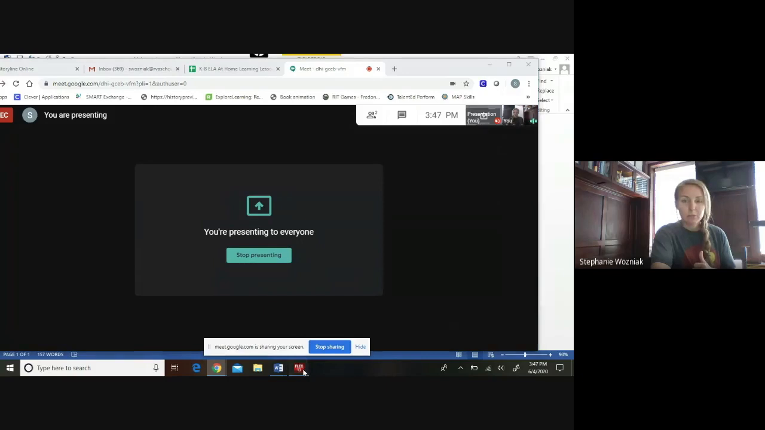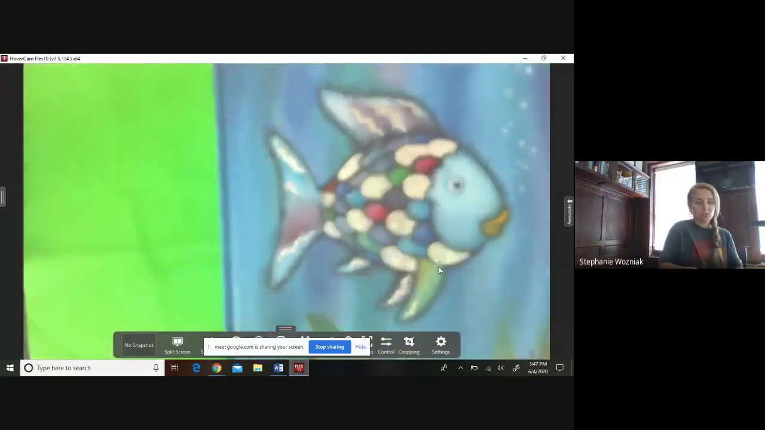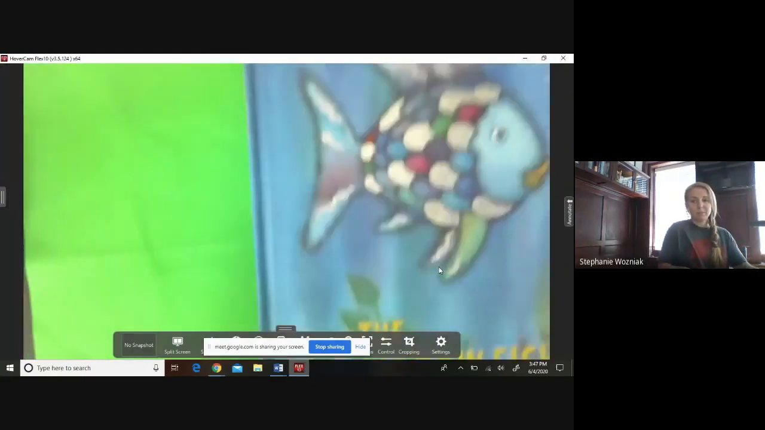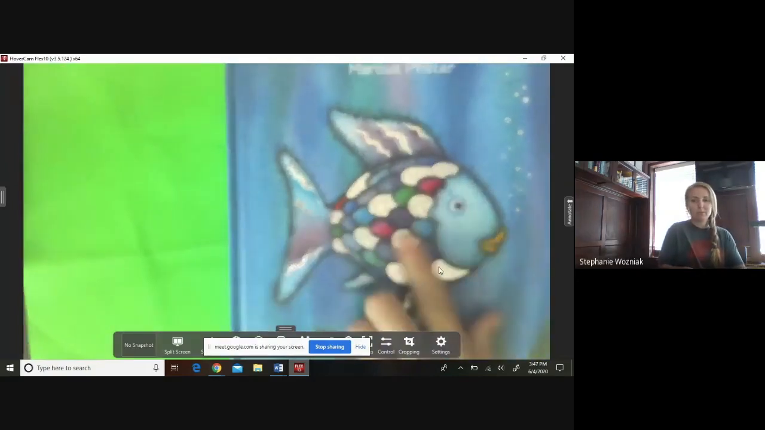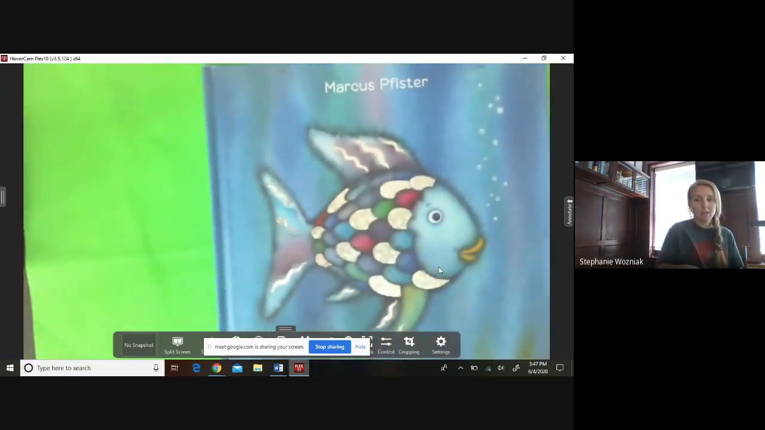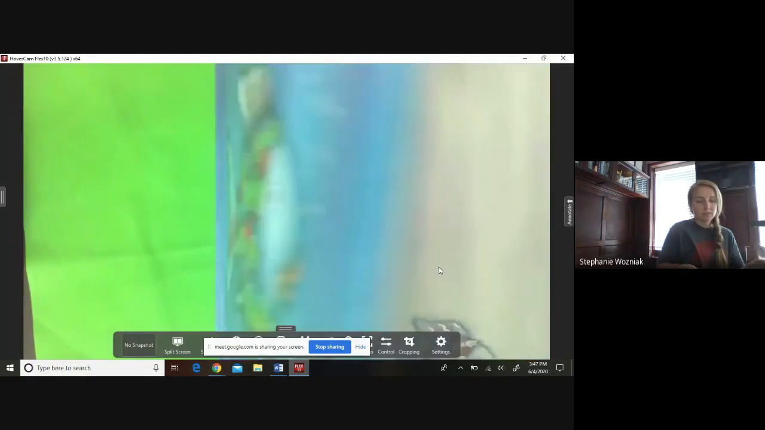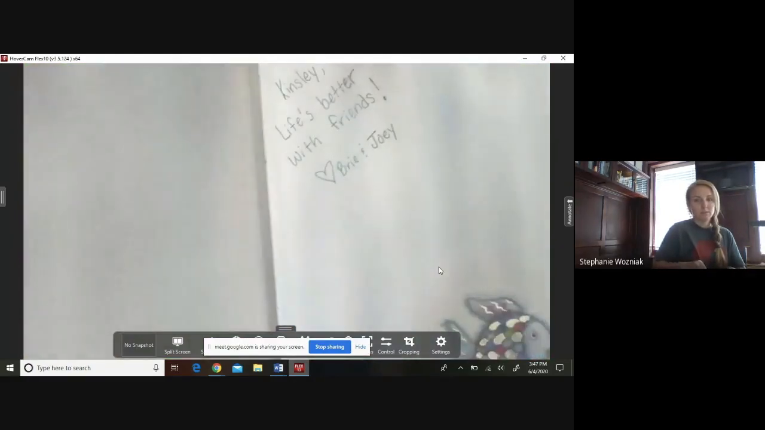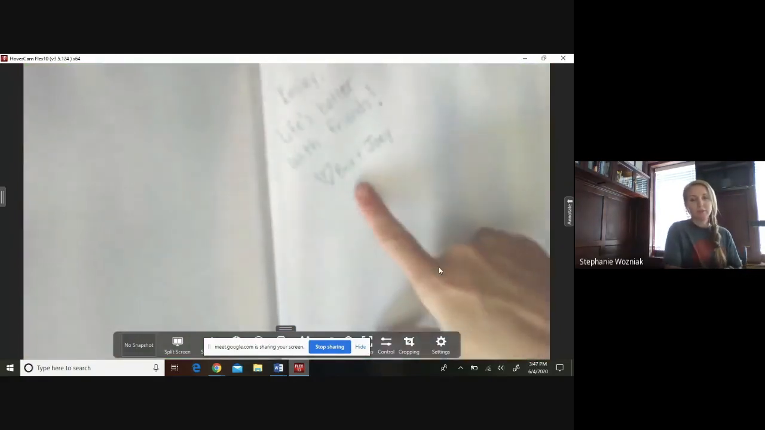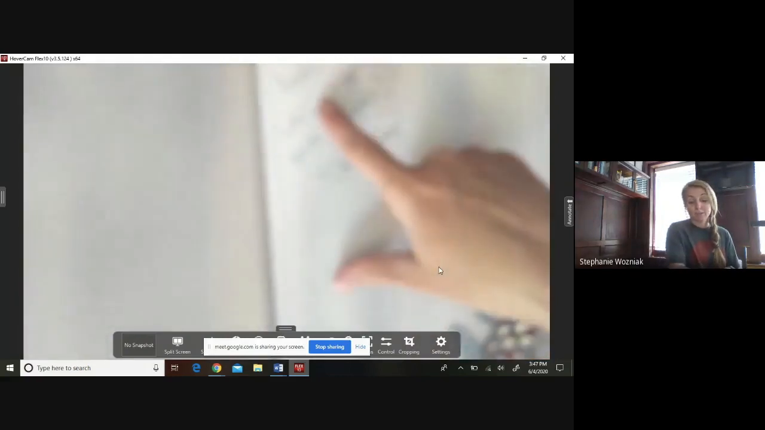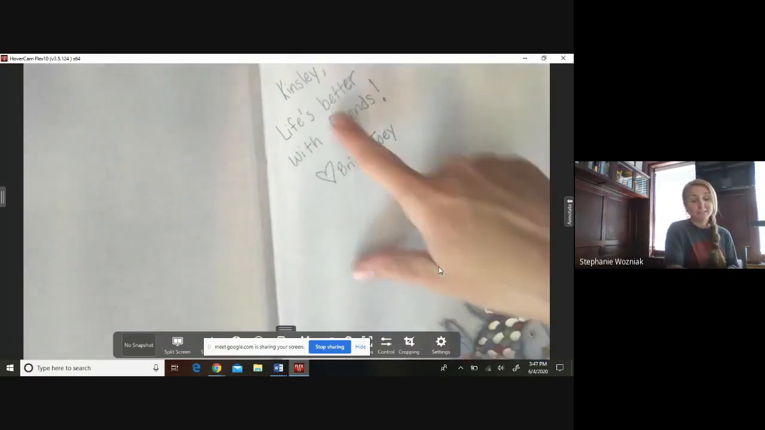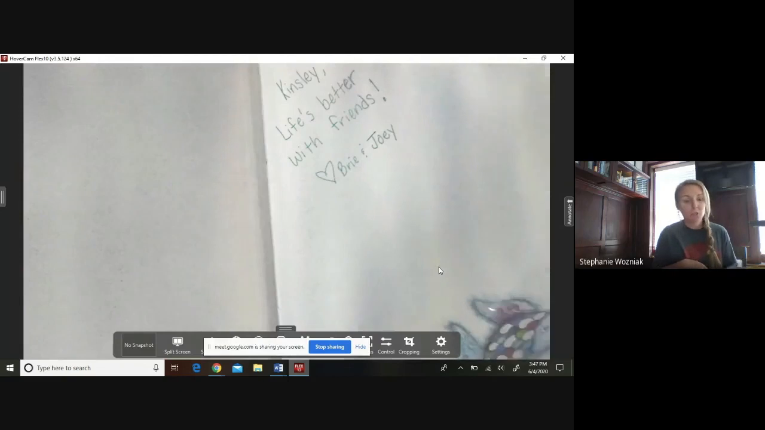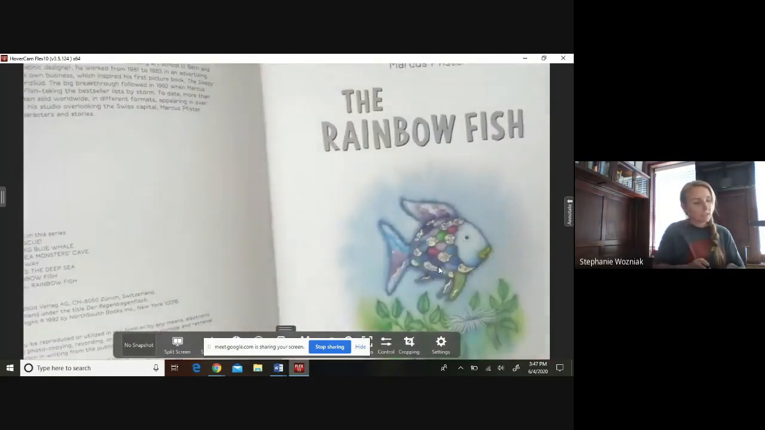So I'm going to go ahead and pull up the Rainbow Fish. And this is the Rainbow Fish. Look how pretty with the sparkly scales. Oh, and this is from my friends, Bree and Joey, and it's to my daughter. So they got this for her. It says, "Kinsley, life's better with friends." It's a cute little note in the beginning.